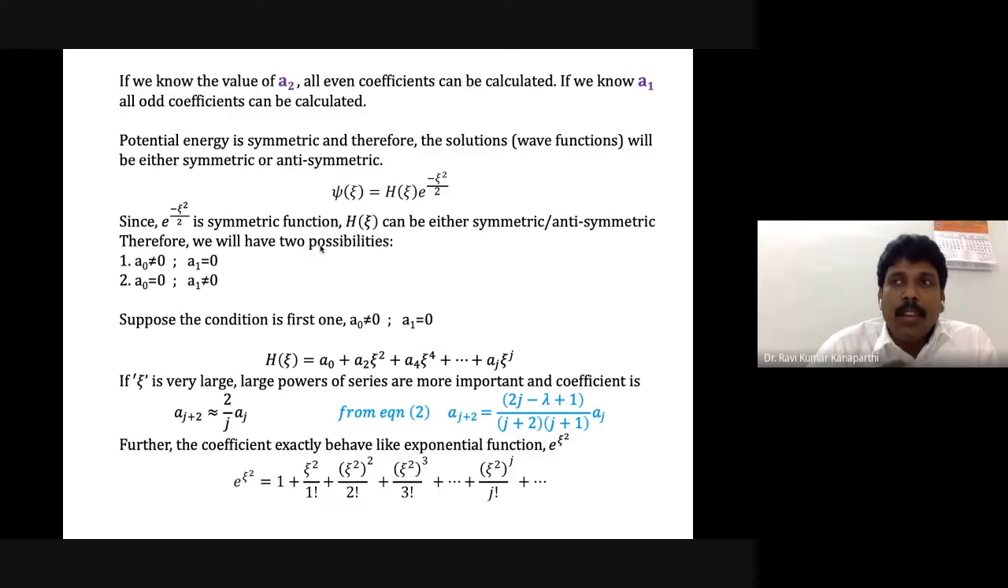Okay, and if you know what a1 is, then you can calculate all the odd terms, and if you know what a0 is, then you can calculate all the even terms. So there are two different sets of solutions that we can obtain. Okay, odd solution and even solution, which is actually not very surprising for me.